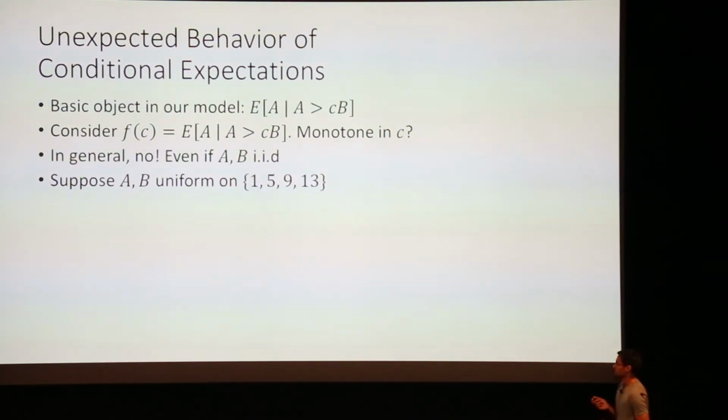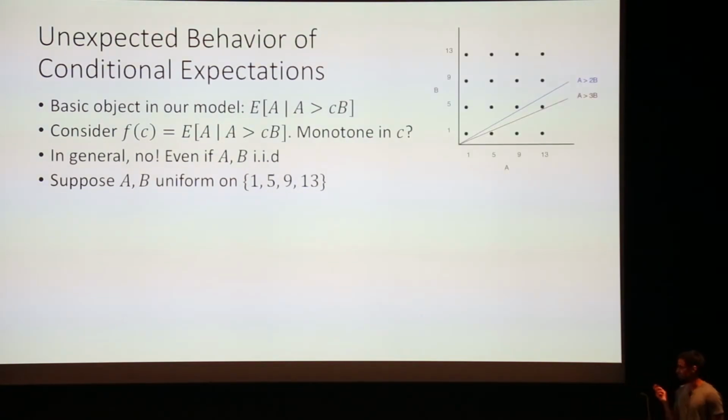Let's say a and b are both uniform on 1, 5, 9, 13. You get a grid that looks like this. This is the joint density. Intuitively, as c increases, you're saying a has to be bigger and bigger, so its conditional expectation should be getting bigger. For most distributions, this seems to be true.